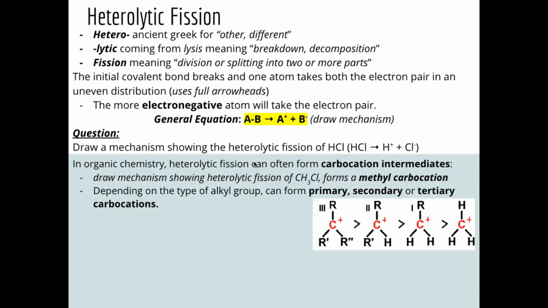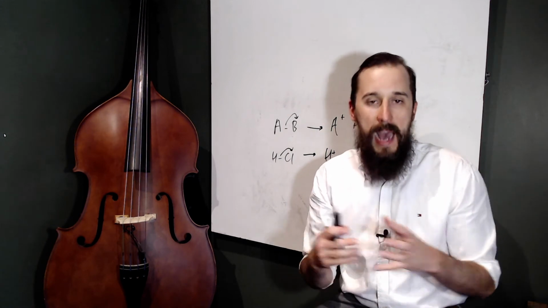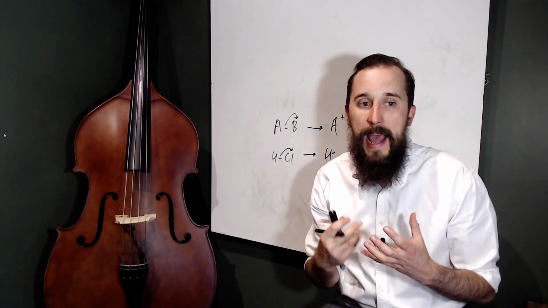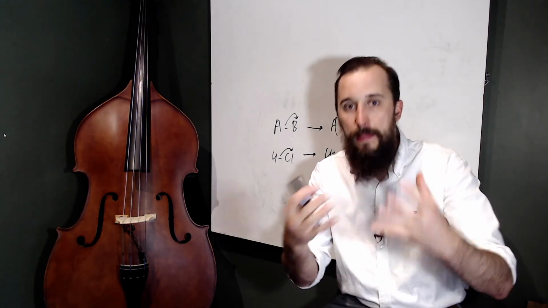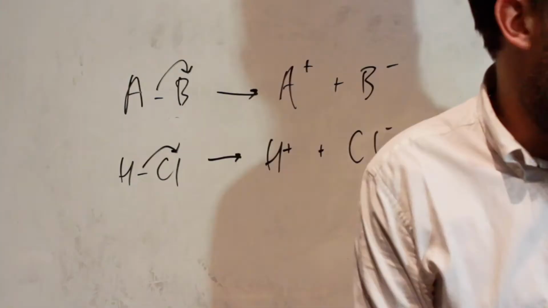Right. So in organic chemistry, heterolytic fission can often form these things called carbocation intermediates, which is a carbon with a cation. Pretty straightforward there. Because we have our backbone, our organic molecules all have these carbon structures. When we do heterolytically fission a carbon, when the carbon is the one that is breaking the bond and losing the electrons, we can form these things called carbocations.